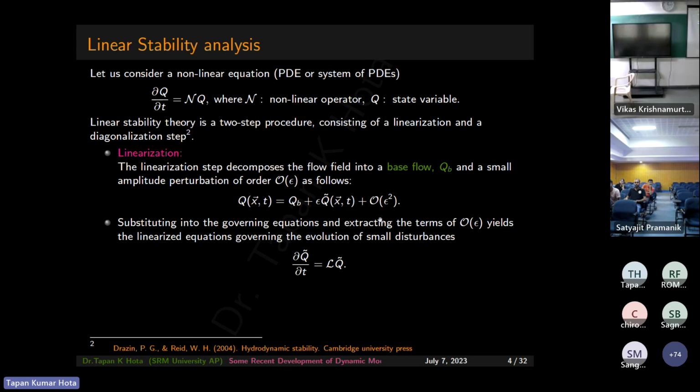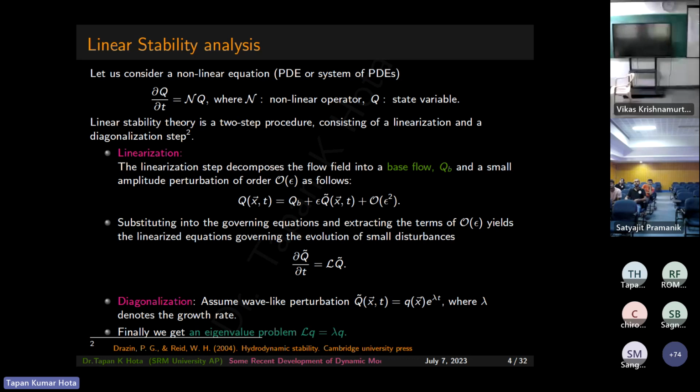You remove the epsilon square term, assuming that epsilon is a very, very small quantity. Then you substitute this expression into the original ∂q/∂t = N q. What you get eventually is a linearized version of the nonlinear equation. Still, we have the PDE. So the next step of the linearization is the diagonalization, or separation of variables, to be precise.